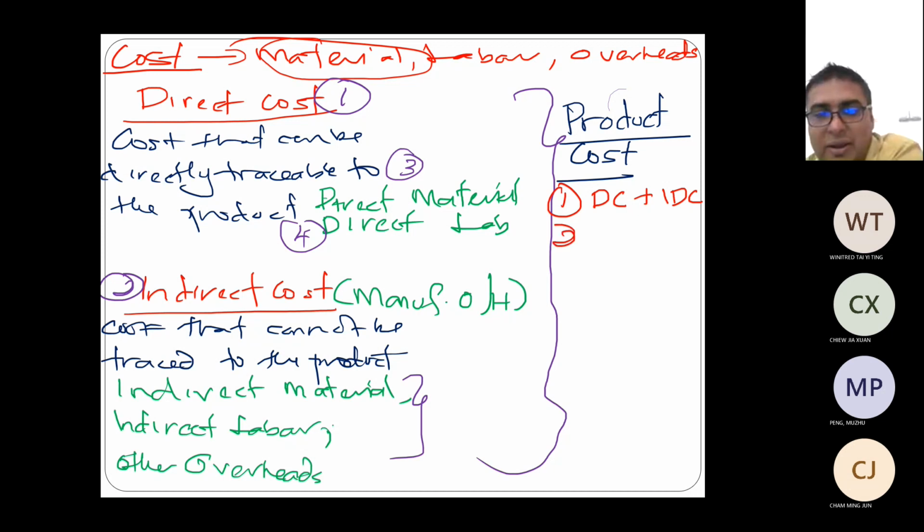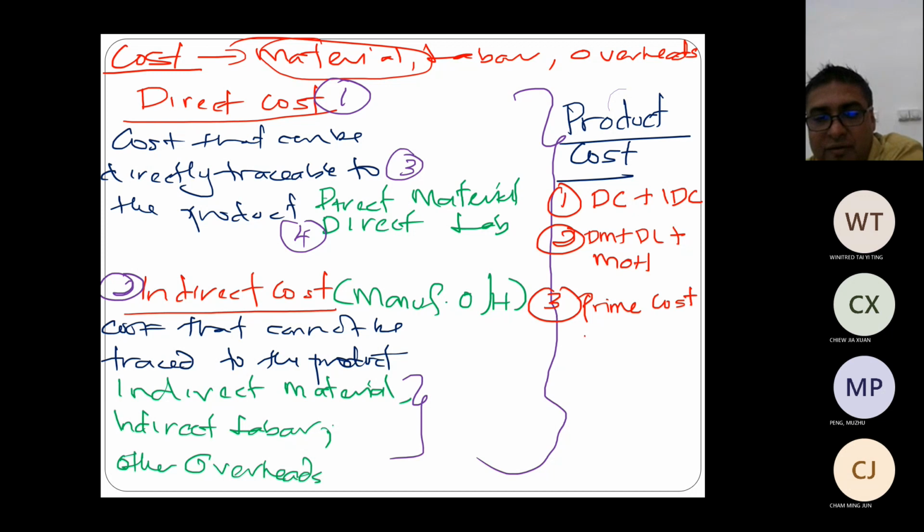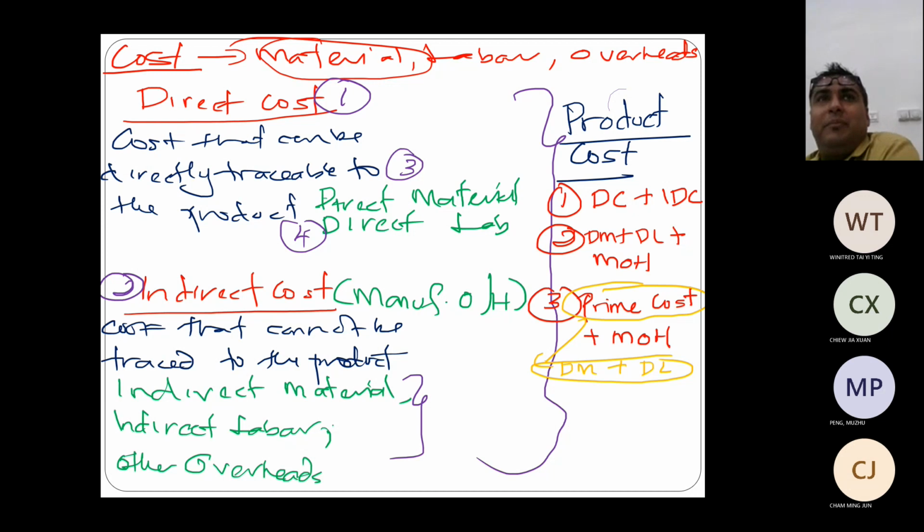Yes or no? Number 2, I can say, I take my direct material plus my direct labor plus my manufacturing overhead. Are you all with me? Okay, number 3, I can also say prime cost plus manufacturing overhead. Now you'll be wondering, what is the meaning of prime cost? Prime cost basically means direct material plus direct labor. Are you all with me? Yes? One more formula.